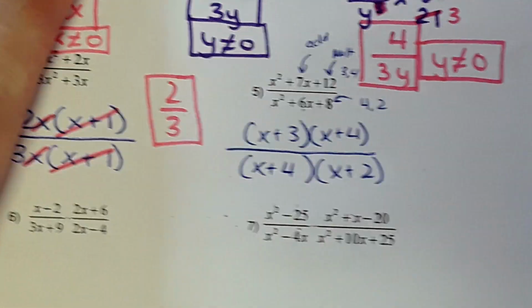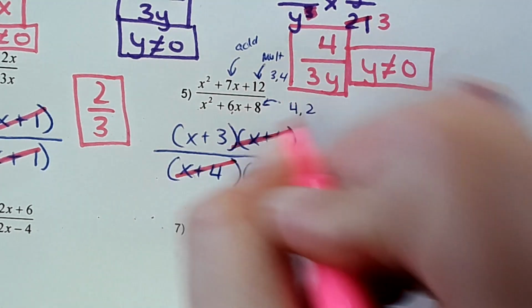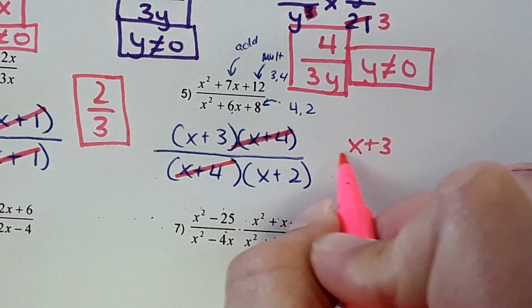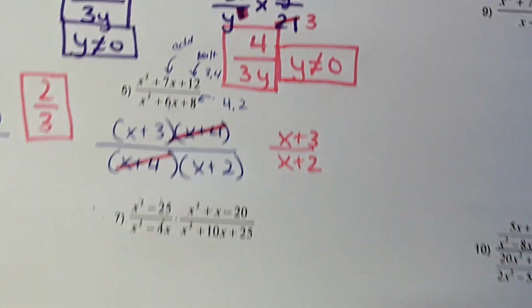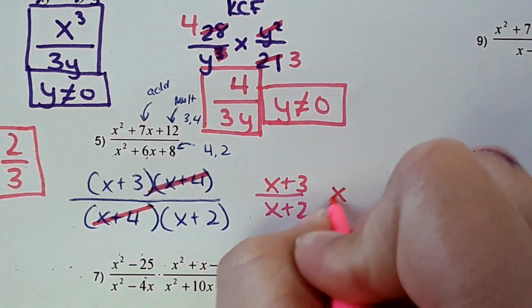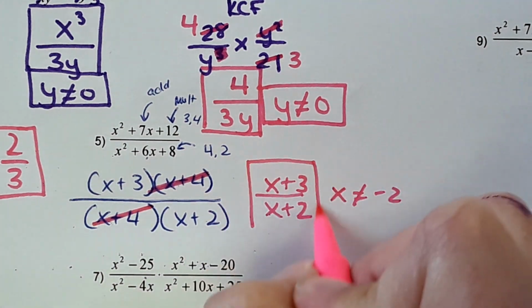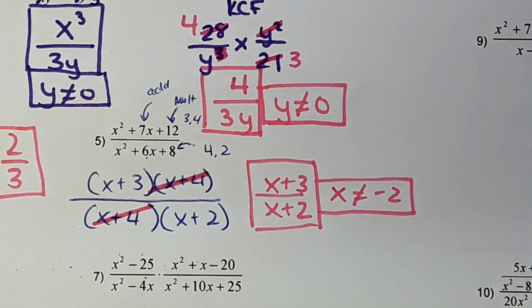Now that it's factored out, you can simplify. X plus 4 divided by x plus 4 is just 1. That goes away. And we're left with just x plus 3 over x plus 2. And here's what you've all been waiting for, or at least Harut and Shreya have been waiting for. X cannot equal -2. Why -2? Because -2 plus 2 is 0, and we can't have 0 as a denominator.